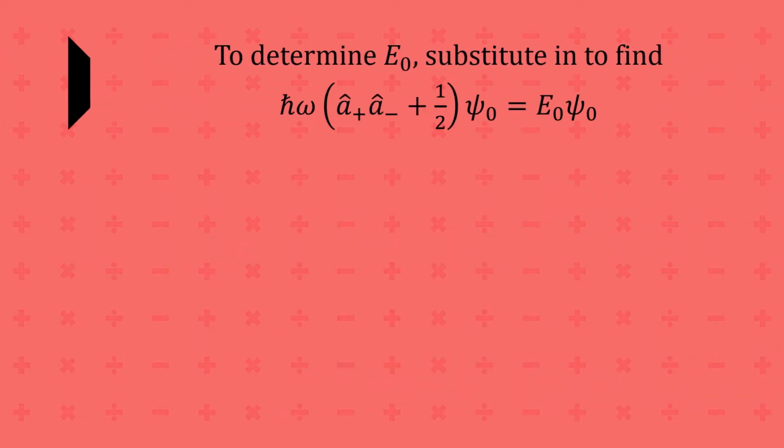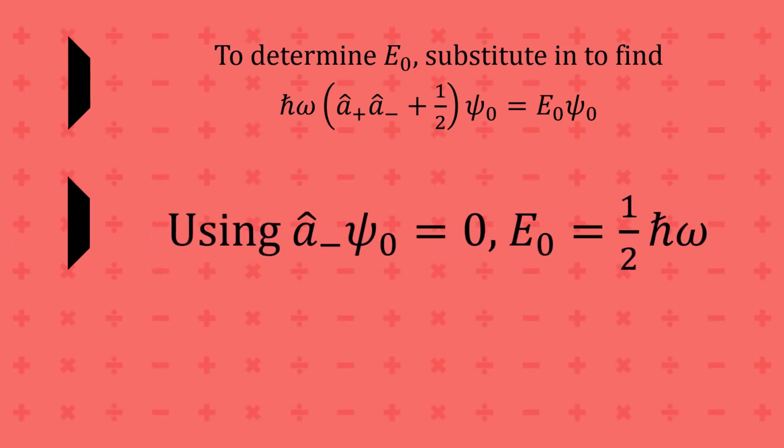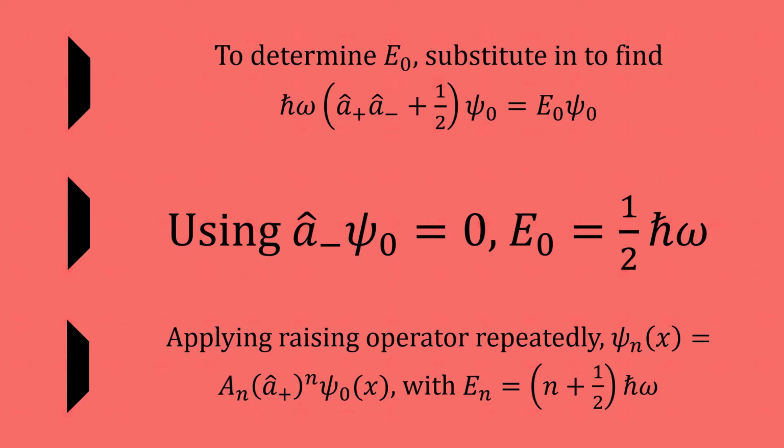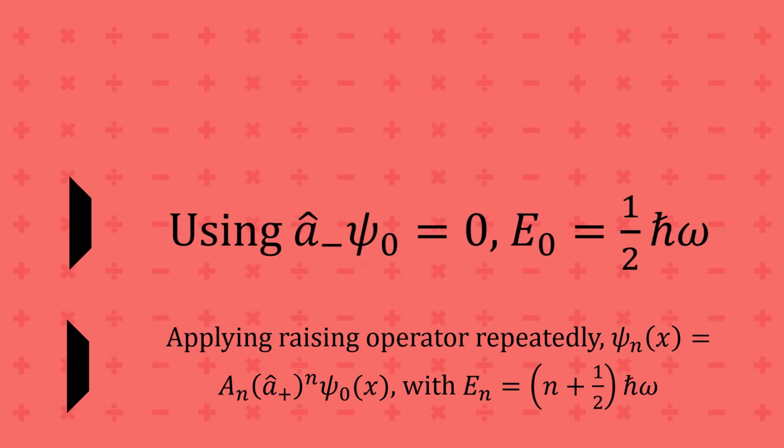To determine the energy E naught of the ground state, we substitute into the Schrödinger equation and find this equation here. Using the equation that a hat minus psi naught is equal to 0, we find that E naught is equal to a half h bar omega. Applying the raising operator repeatedly, we get that psi n of x is equal to A_n a hat plus to the n psi naught of x, with E_n equal to n plus a half h bar omega, where A_n is the normalization constant.